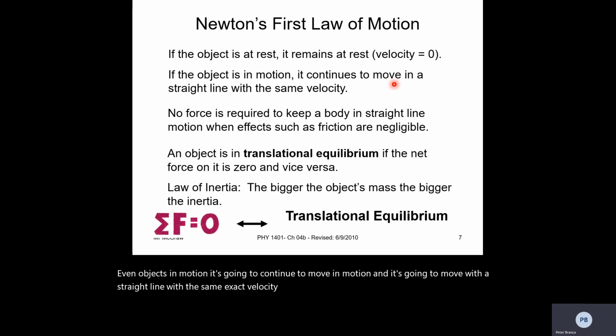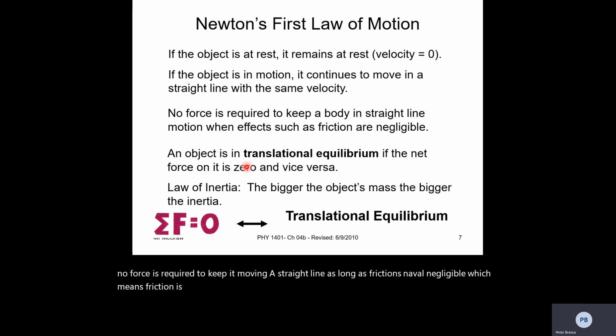So no force is required to keep it moving in a straight line, as long as friction is negligible, which means friction is 0. We're going to talk about this term: an object is in translational equilibrium. Equilibrium means everything is balanced out, and that happens if the net force on an object, which means all the forces added together, equals 0.